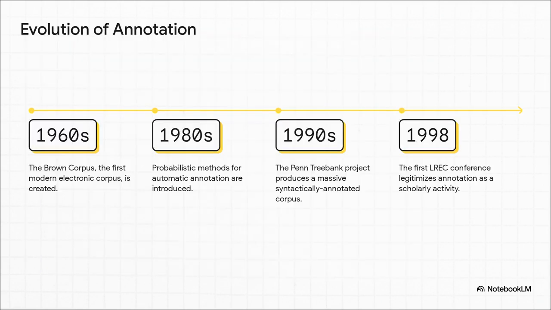And this is not a new field, not at all. It actually got started way back in the 60s with projects like the Brown corpus, and then it really took off in the 80s and 90s with things like the Penn Treebank, which created this enormous data set that so much of today's natural language processing is still built on.